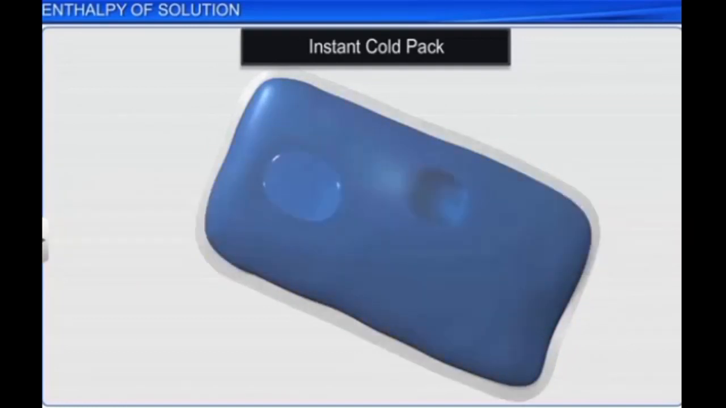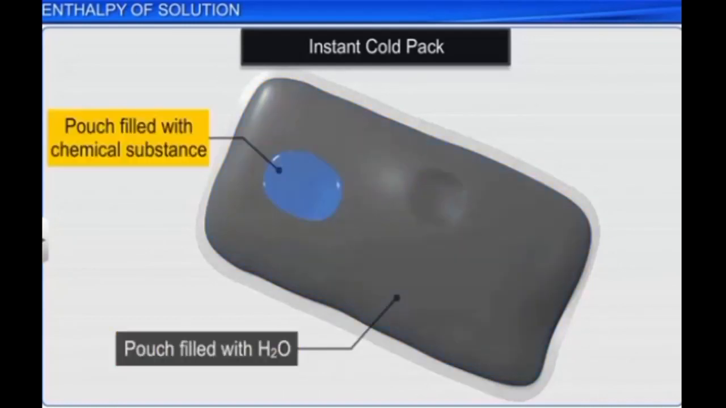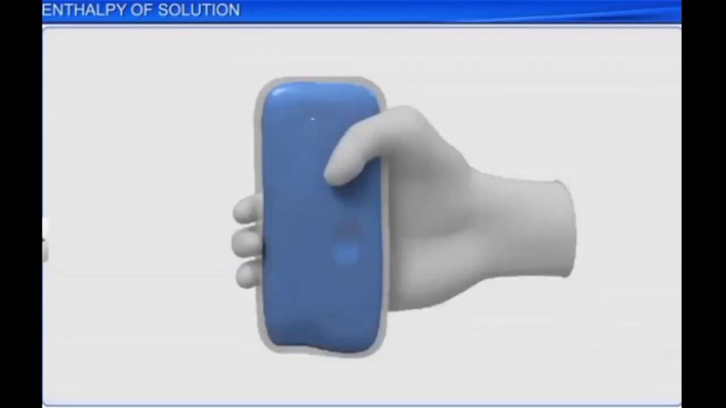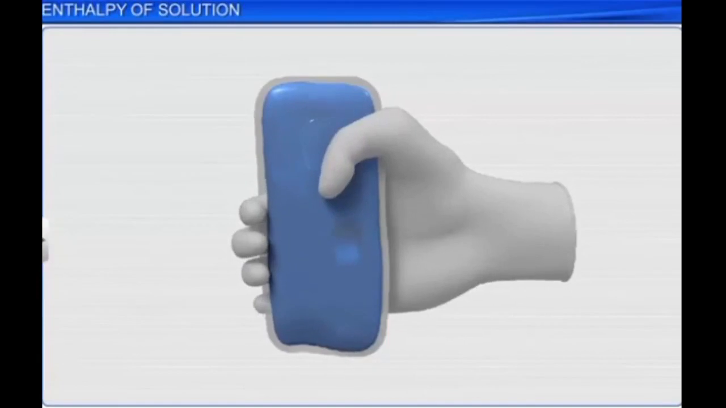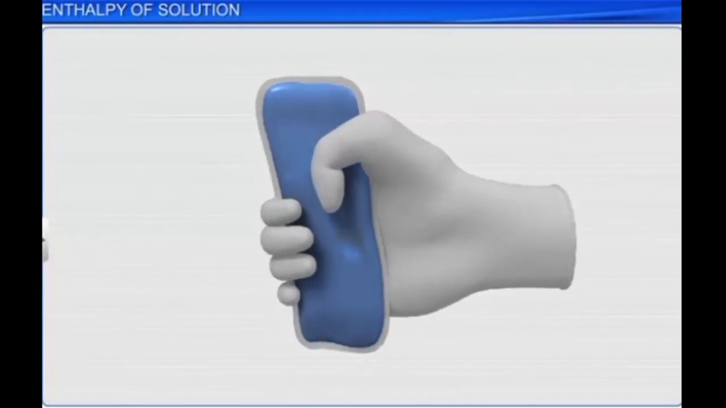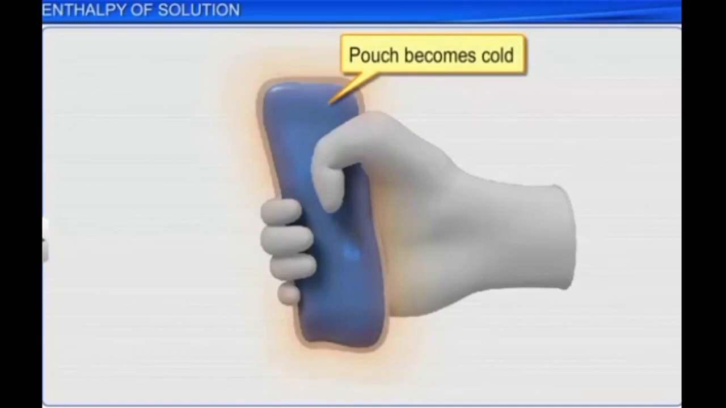A cold pack contains 2 pouches, one filled with water and the other filled with a chemical substance. When the pack is squeezed, the pouches break and the chemical substance dissolves in water. The chemical reaction in the pouch absorbs heat energy from the surrounding. The temperature of the surrounding decreases, causing the pouch to become cold.